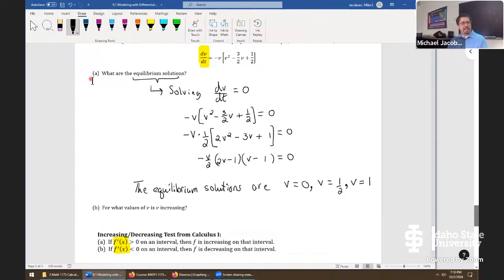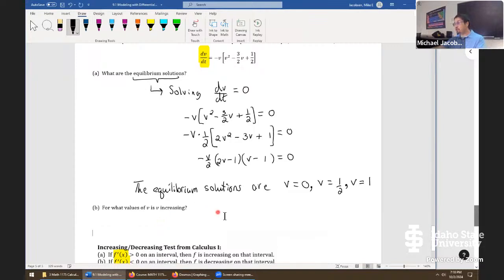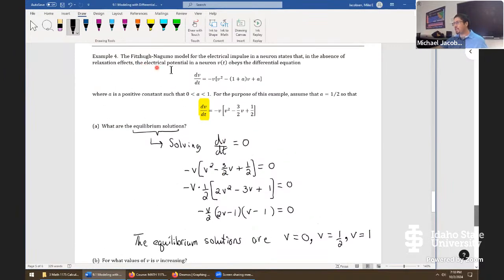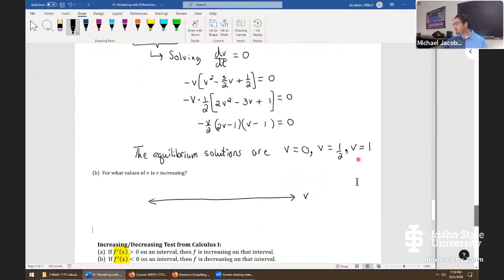But I think that's a good part A, truly, because this is the first thing you'd want to do if you're solving that kind of inequality. We have a derivative, which we have put into this nice factored form. So to solve these inequalities, we'd probably want to do something like this. So this is a V-axis for the electrical potential in the neuron. I'll just say electrical potential, V.